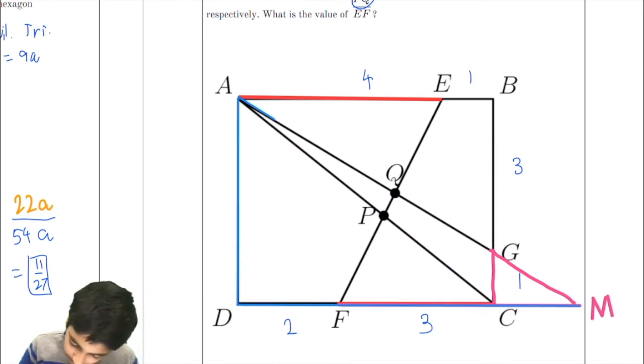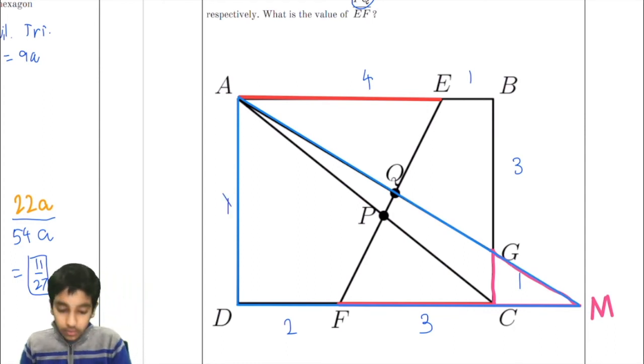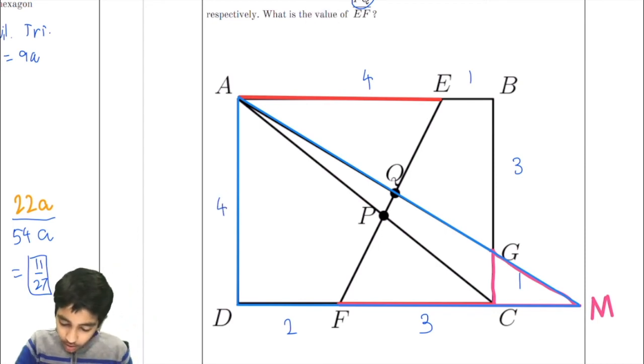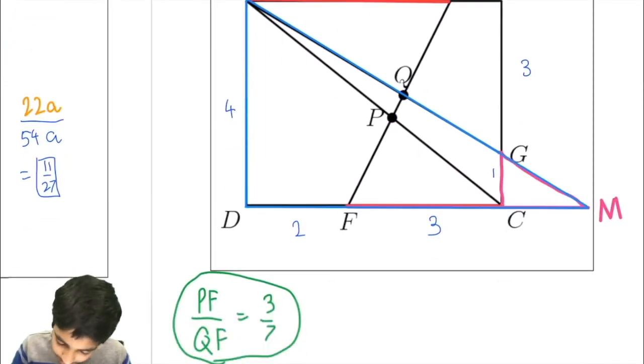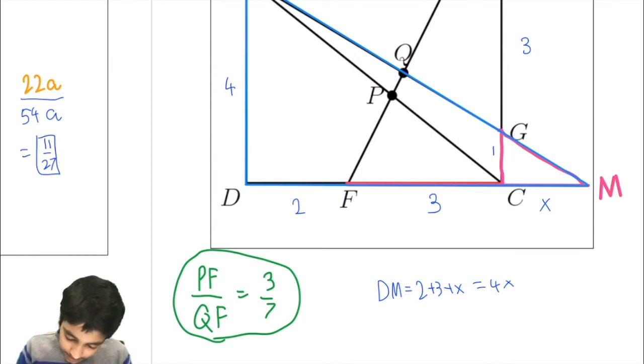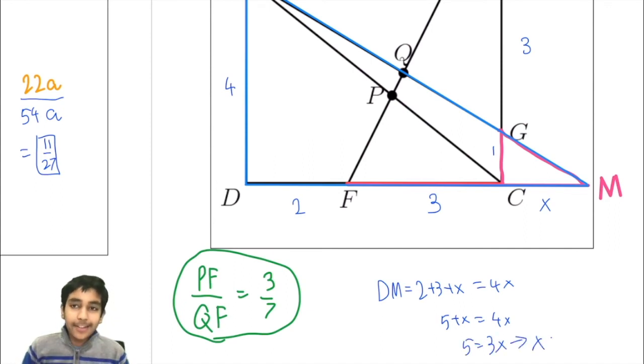So since the pink triangle is similar to the blue triangle, we can see that since this is 4, the ratio is 1/4. The scale factor is 1/4. So since the scale factor of these 2 triangles is 4 times, if this is something like x, then DM will be equal to 2 plus 3 plus x, which will be equal to 4x, because DM is 4 times x. Meaning that 5 plus x is 4x, or that 5 is equal to 3x, meaning x is 5/3.